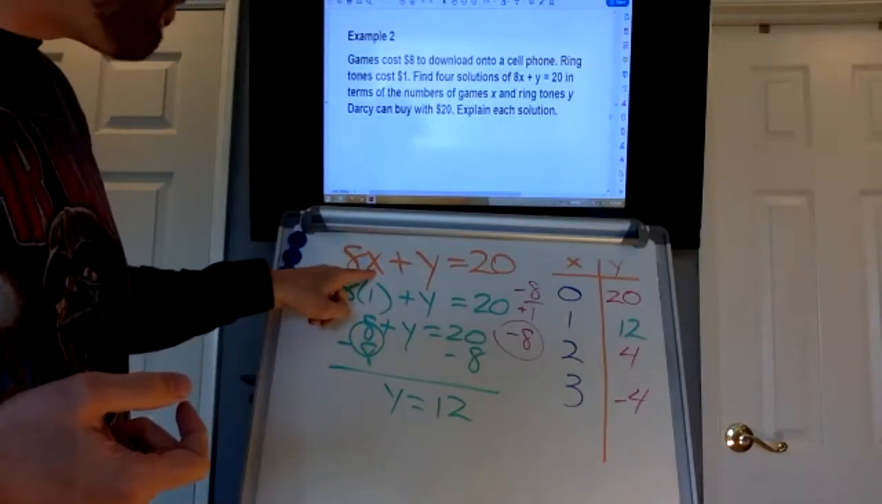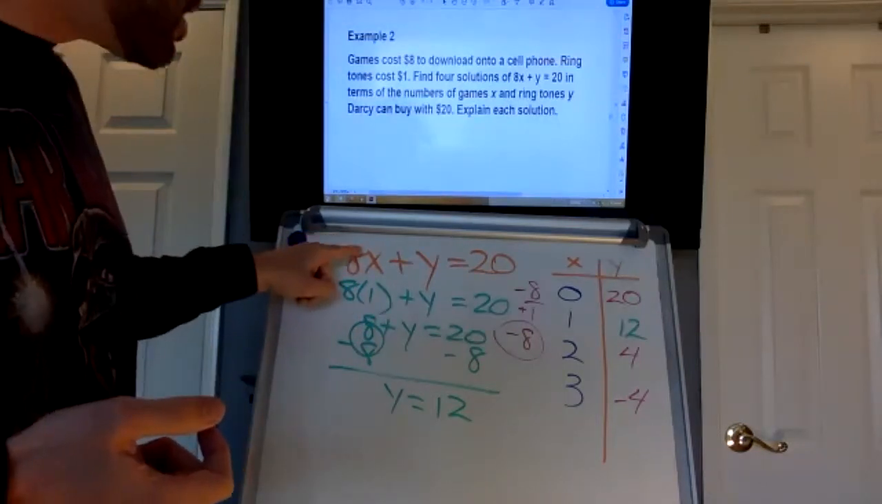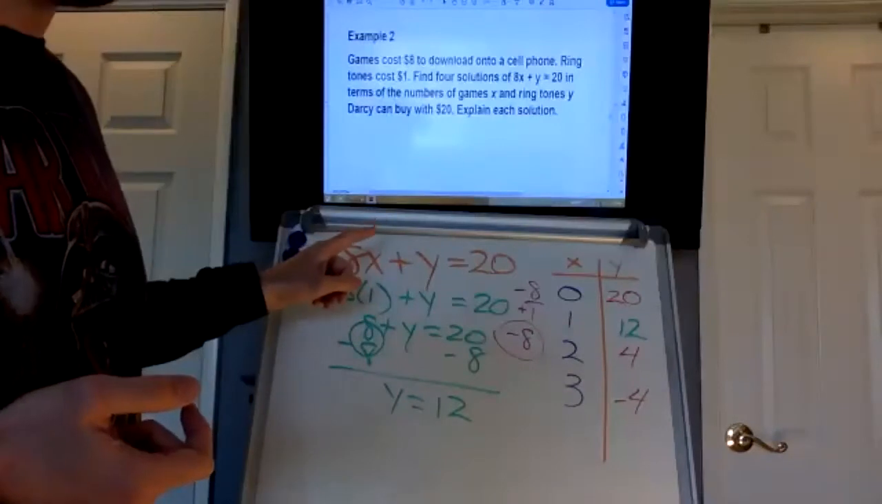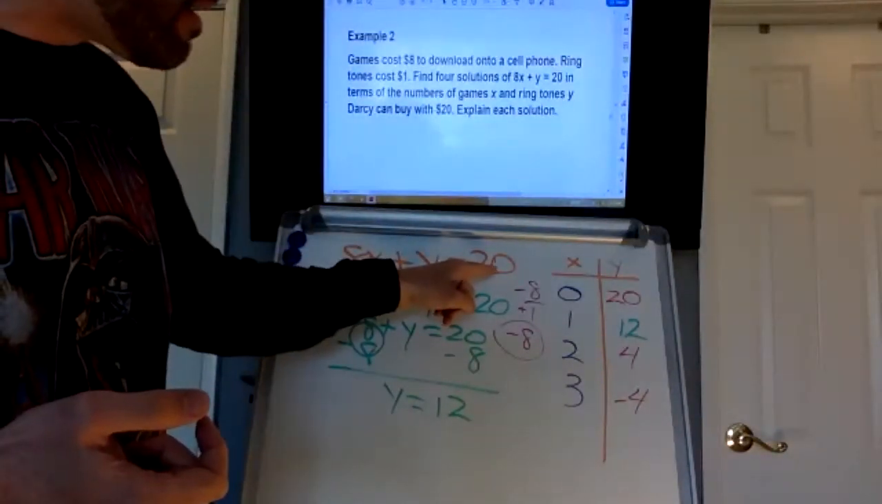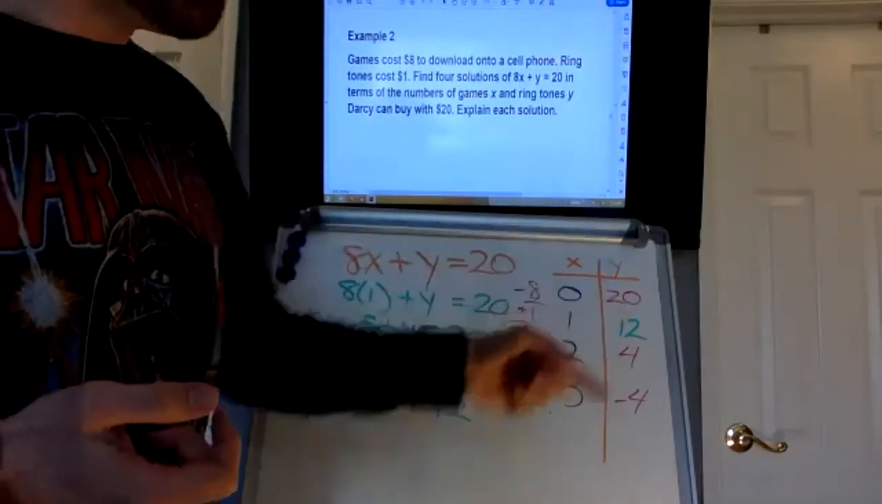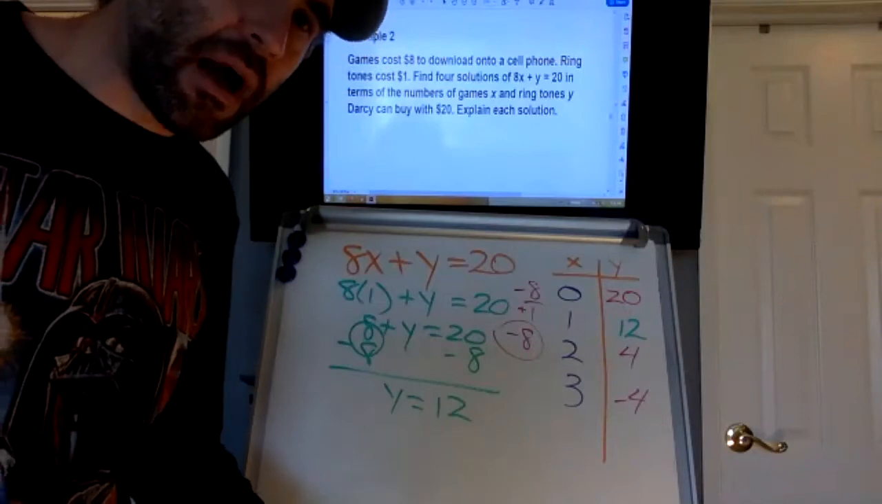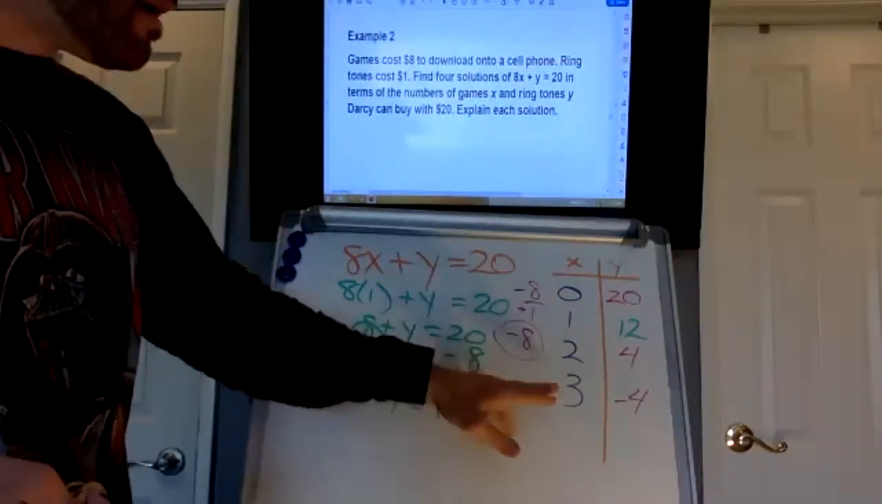If x is a half, what's half of 8? 4, and then I can subtract. I can subtract 4 from 20 and I'll get 16. So when x is a half, I can buy 16 ringtones, but you can't buy half a game. So it's not practical, unless it's a discounted game. What if you give back games? Okay, so that's good.